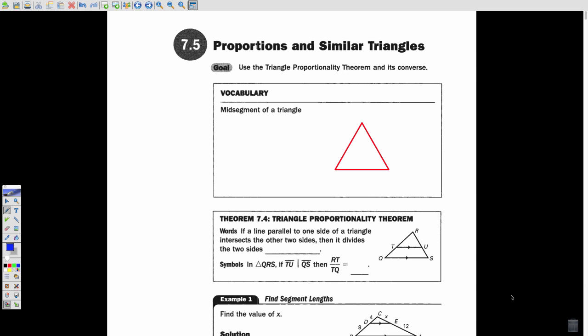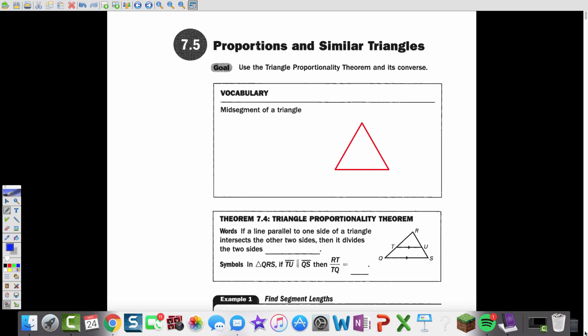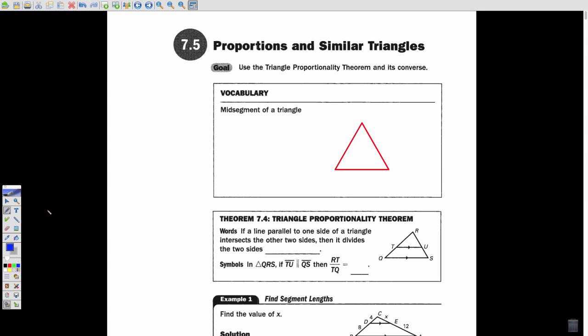In this unit, we're going to learn to use the triangle proportionality theorem and its converse. Before we learn about the theorem, there's one really important concept that we need to understand. It's called midsegment of a triangle. You all know what a midsegment is.